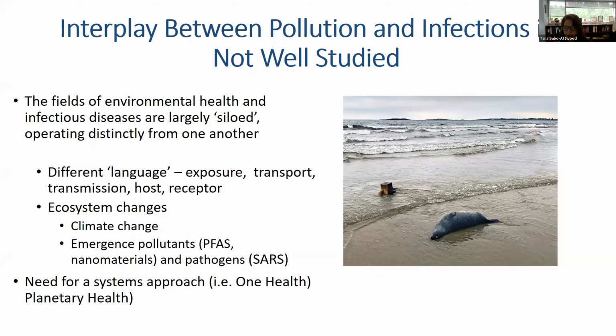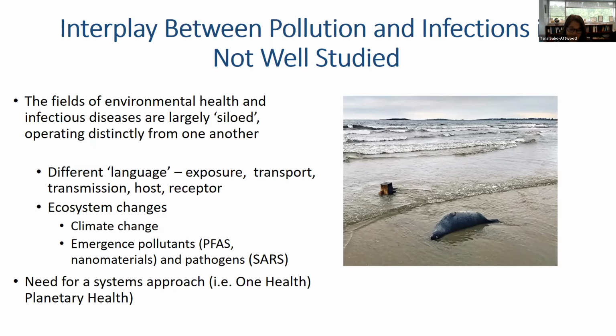So if we go back to our seal example, certain changes in climate, for example, will cause melting icebergs, which have now led to opening routes of migration for these seal populations, which potentially put certain pollutants and pathogens into close contact that may not have been there previously.